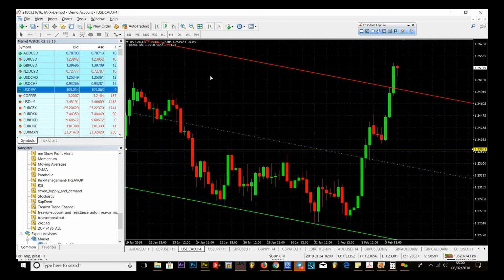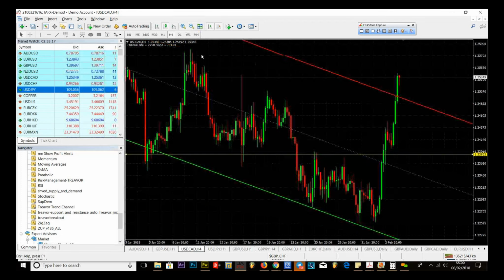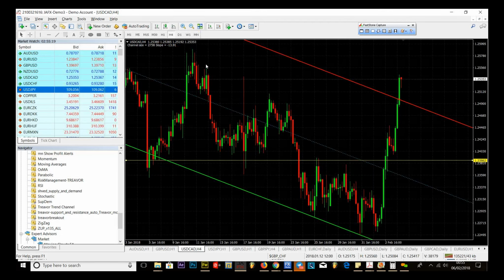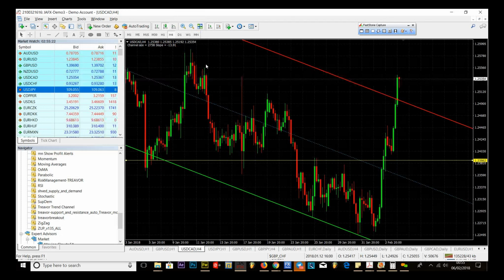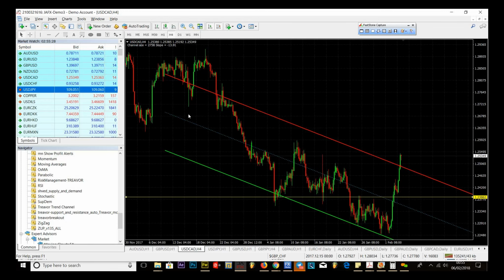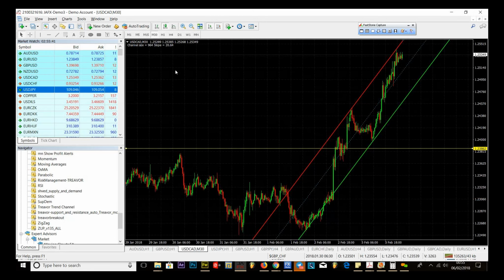What it does as well is that it's very dynamic. It moves with the market. It changes to pick up what the market is doing. So if we're trading this and it has broken out, you would wait for it to come back and retest it, then you can ride it to the upside. Now let's look at it on the 30 minutes. It works on every time frame.